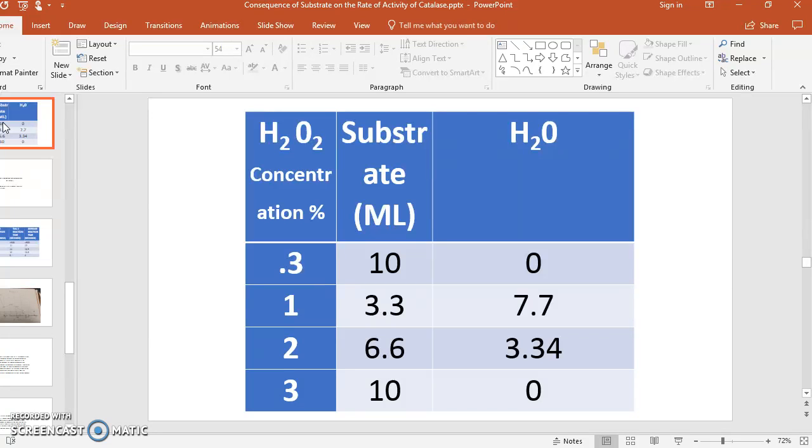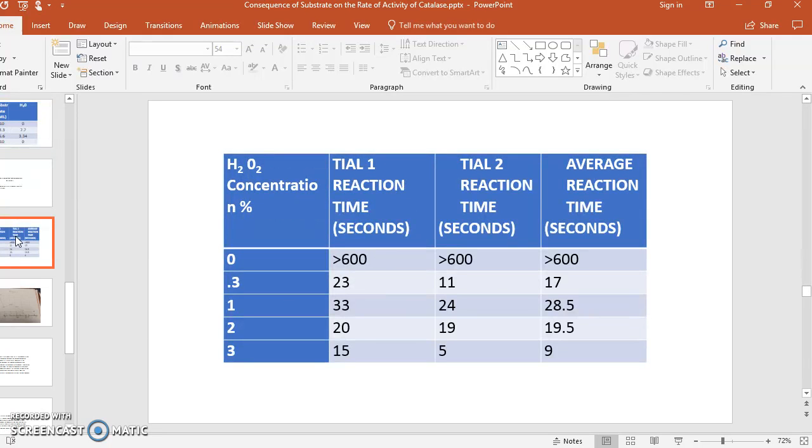In addition, it decreases the amount of atoms that could react with each other, and so the amount of collisions that reach the activation energy also decreased. There were also fewer enzyme substrate complexes formed.